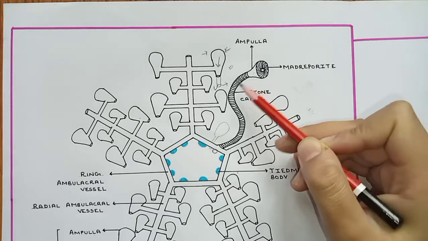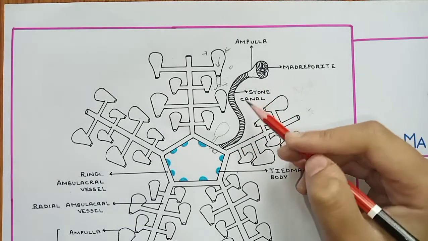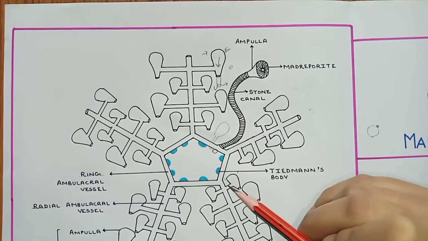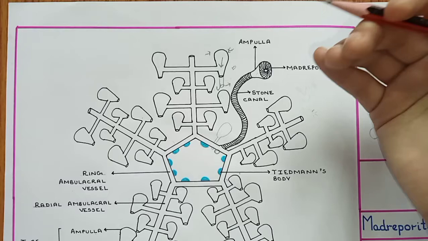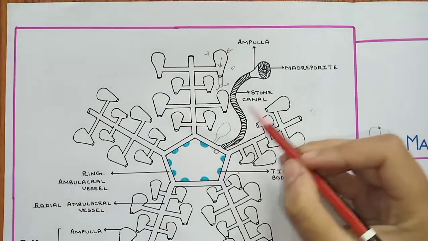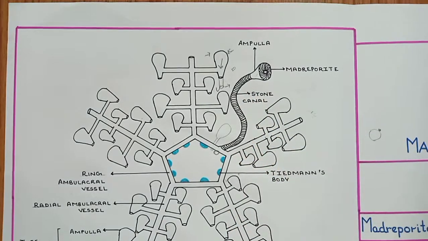So basically the flagellated cells are giving the direction to the water current, to allow the water to flow from the Metroporite into the stone canal. So the flagellated cells perform that function.